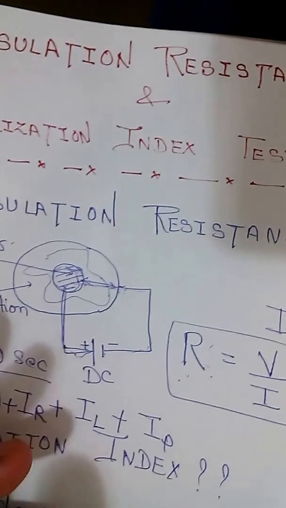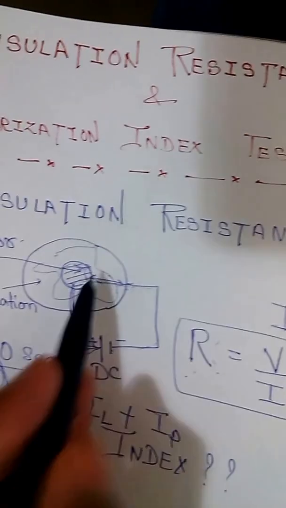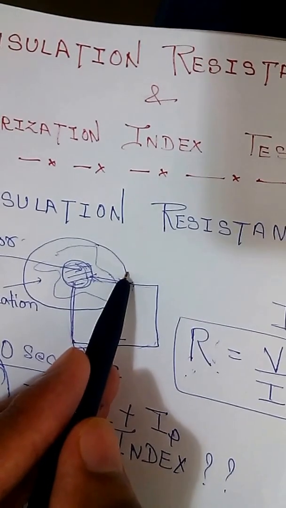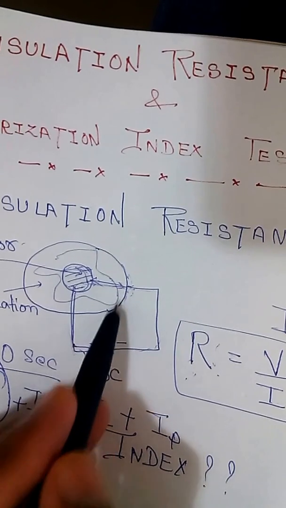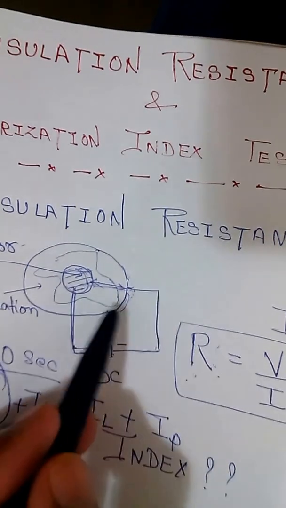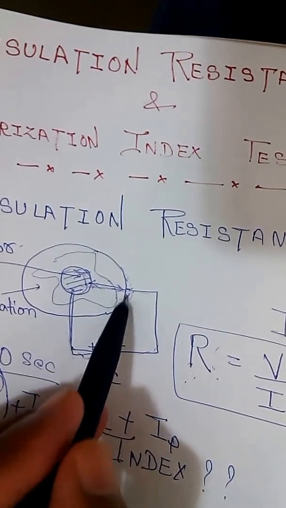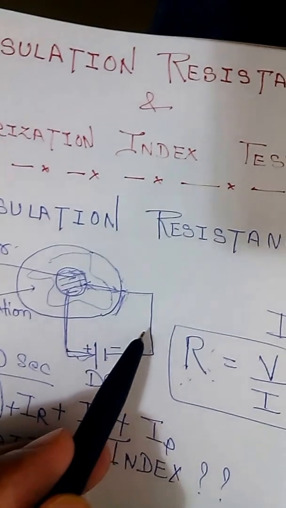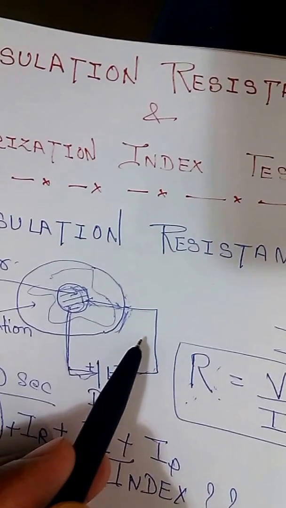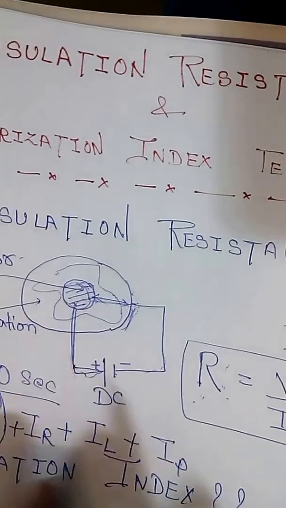The third component is the surface leakage component. Why does this occur? Because I may have some dust or contamination on the outer surface of the insulation, and because of that there may be some leakage component of the current. The fourth part is the polarization component. What is polarization?